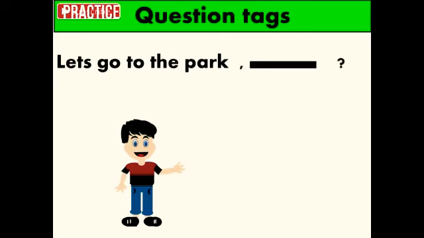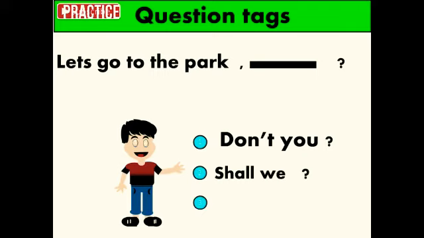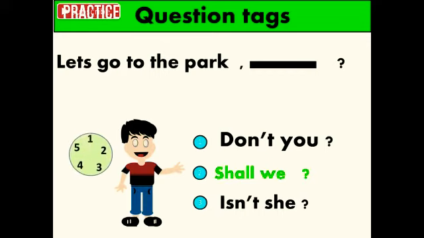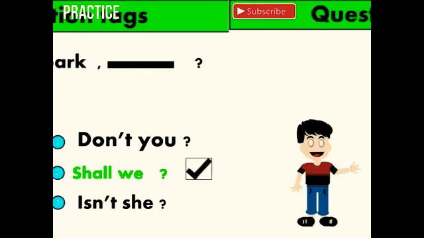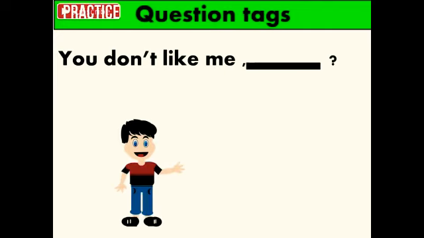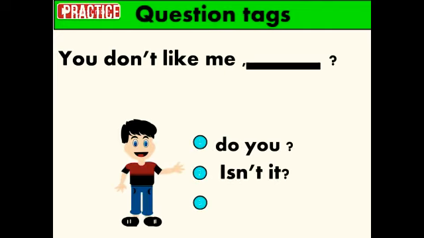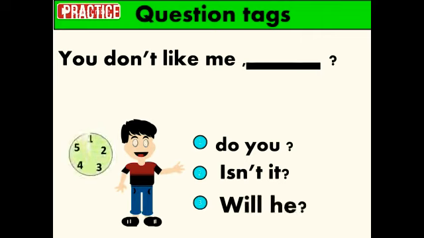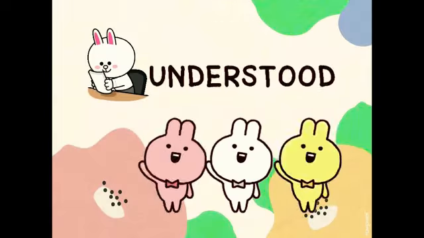Let's go to the park. Don't you? Shall we? Isn't she? Shall we is the correct option. You don't like me, a negative statement, do you? Isn't it? Will he? Do you is the correct option.